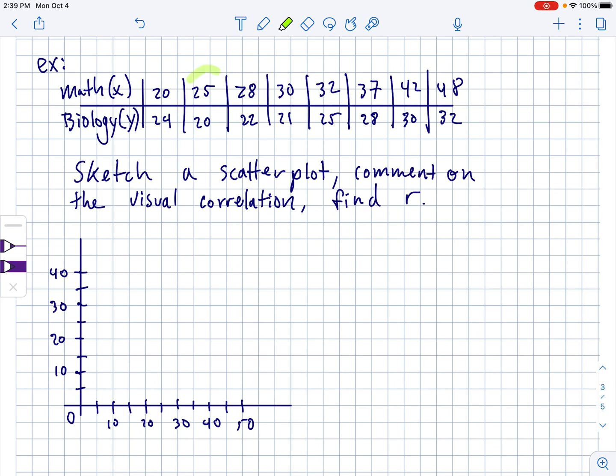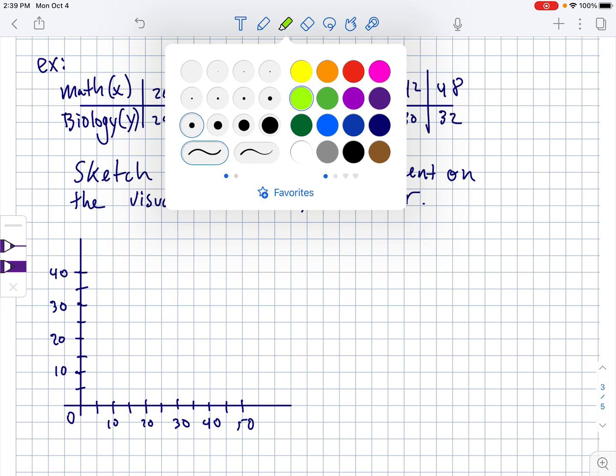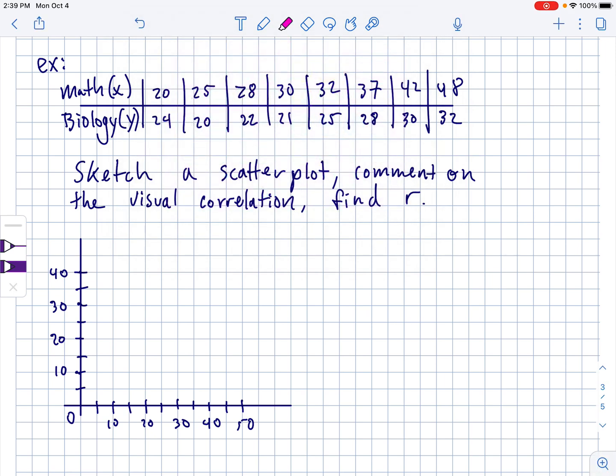Here's an example of some scores from students in a math class and a biology class. This score right here represents a student that got a 25 on their math test and a 20 on their biology test. What we're going to do is sketch a scatter plot, then comment on the visual correlation, and then actually find R. I showed you guys how to make a scatter plot on a TI graphing calculator on my other video. Punch this into L1 and this into L2, and then make sure your stat plots are on, and then you should see something like this.